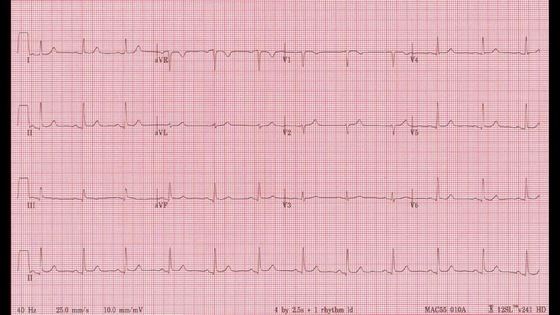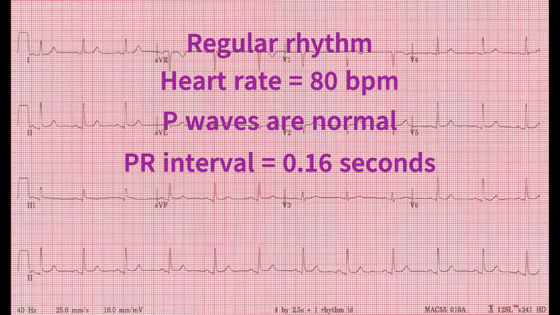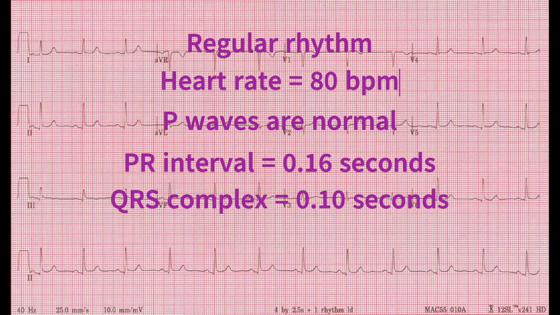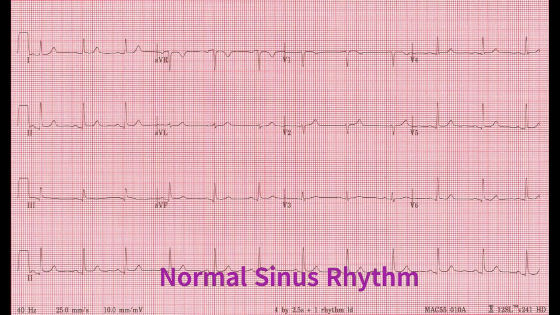So to summarize, we have a rhythm that is regular, a heart rate of 80, P waves that are upright, they all look alike, and there is one P wave for every one QRS complex, a PR interval that is 0.16 seconds, and a QRS complex of 0.10 seconds. We are now going to do the last step, which is to finalize the analysis with an interpretation. Based on all this information, we have a normal sinus rhythm.